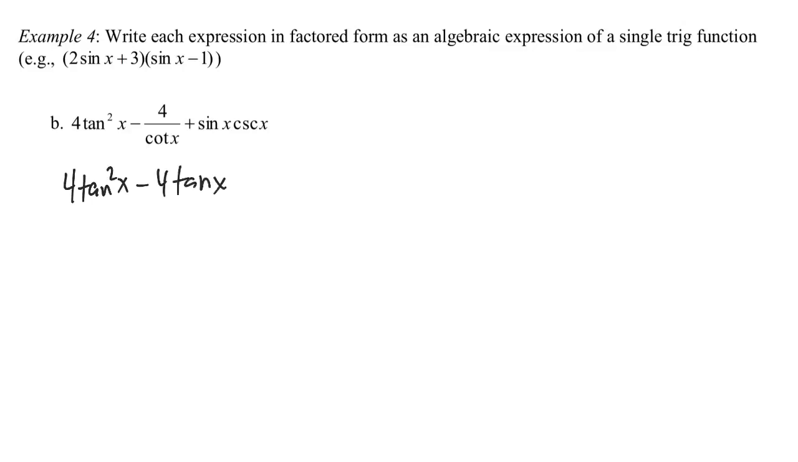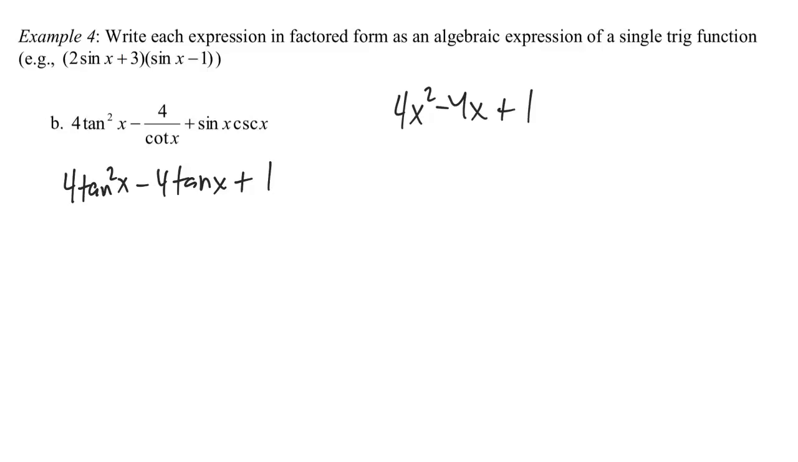Now, for the last term, I have sine x times cosecant x. What I recognize about those two things is that they are reciprocals, and when I multiply two things that are reciprocals together, the result is 1. And so using some basic identities, we cleaned this up to where now it is in quadratic form, and it's going to be a lot like factoring 4x squared minus 4x plus 1.